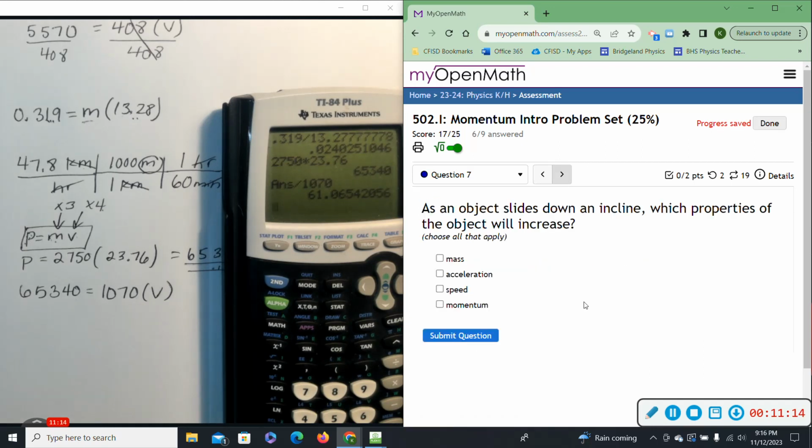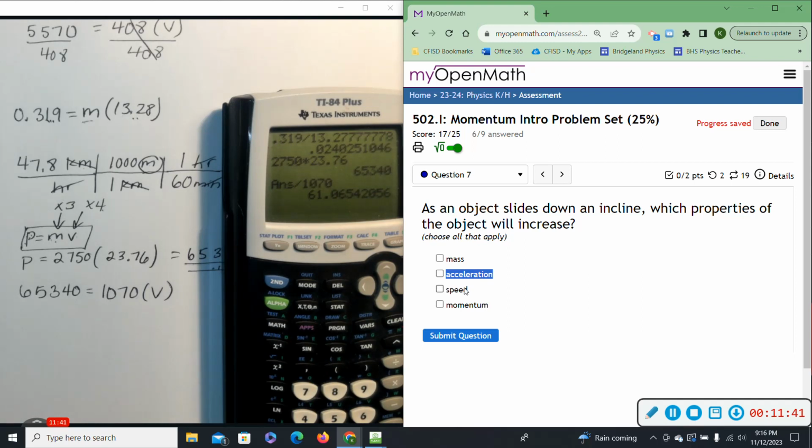Question number 7 says, as an object slides down an incline, which properties of the object will increase? If you have something going down an incline, down a ramp, you're going to have acceleration. But that doesn't mean the acceleration increases. In fact, your acceleration is going to be caused by some component of the gravity, and that value is constant. So the acceleration is not going to increase. It's going to be a constant acceleration.